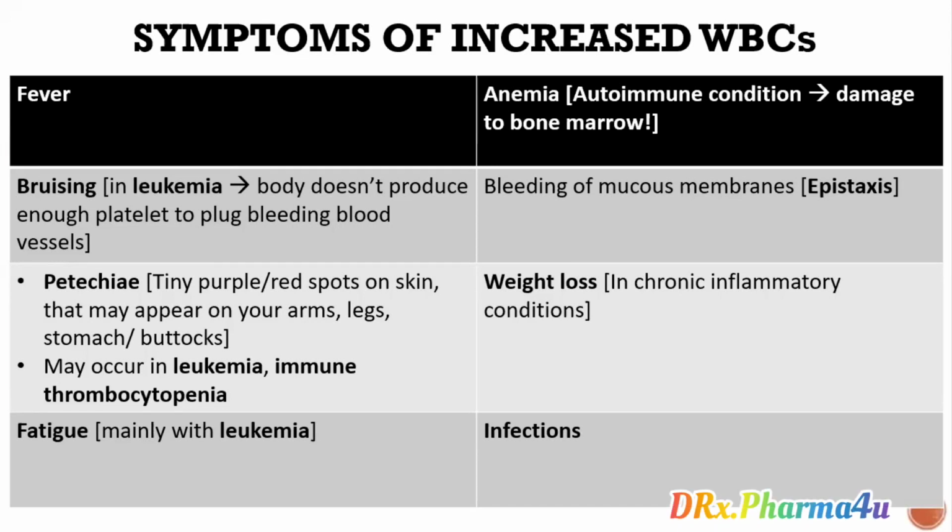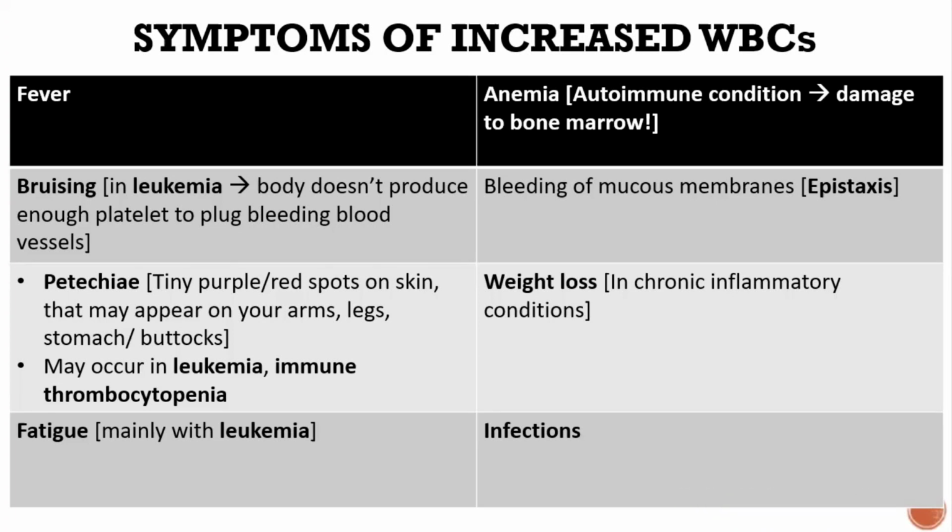Bruising may also happen, especially in conditions like leukemia. In leukemia, there is increased WBCs. So what happens is that the body is not able to produce enough platelets to plug the bleeding blood vessels. In that condition, these people can suffer from easy bruising. For example, a patient with leukemia, if their platelet count is very low and they have a cut on their finger or any part of the body, it will take a long time to heal.